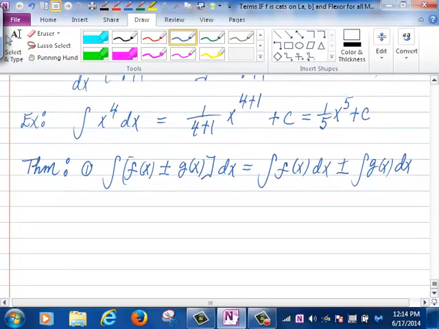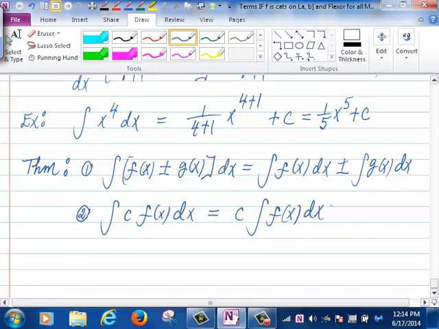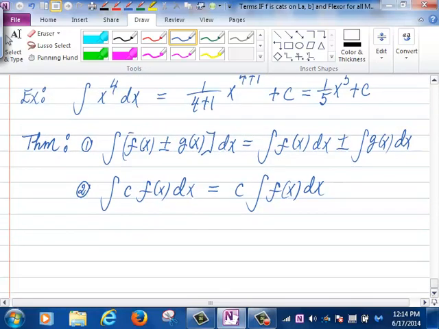And the second one, the indefinite integral of a constant multiple of a function f of x. So here c is a constant. Then I can take the c outside of the indefinite integral, and I get c times the integral of f of x dx. How are they helpful? Well, using the power rule together with these two rules will allow me to integrate any polynomial functions.